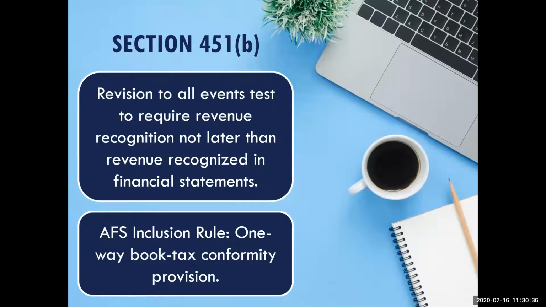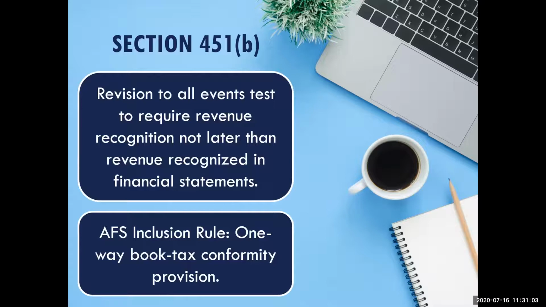451B, the way to remember this is B for bad. This is a highly unfavorable provision for tax purposes. And what it does is it adds an additional step to the all events test. So as I said before, your all events test is I have a fixed right to receive the income, and I can determine my amount with reasonable accuracy. That was my test before. But if I'm subject to 451B, I have a third prong in that test.